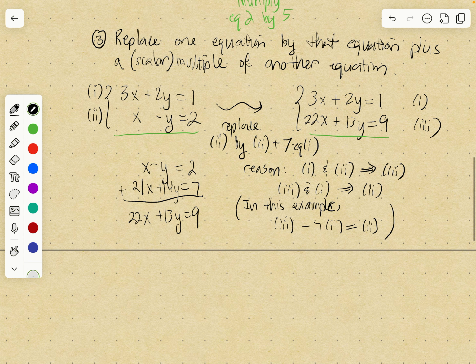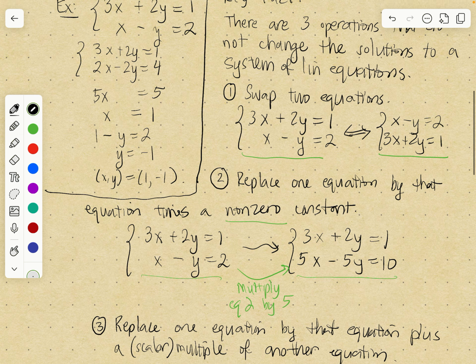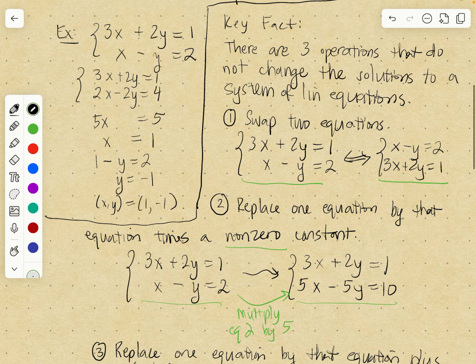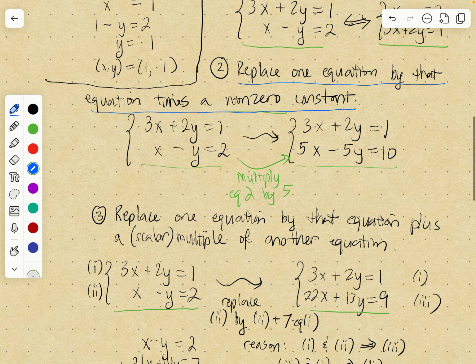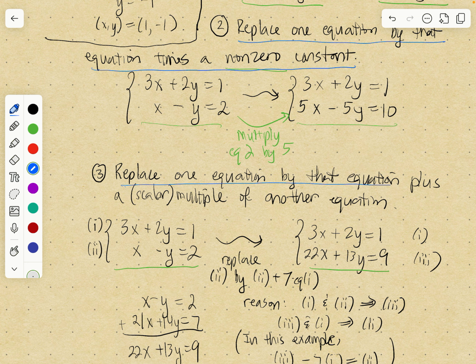So that's a more conceptual reason for why, if I have an x and y that satisfies one system of equations, it must satisfy the other system of equations. I can't have an x and y that satisfies one system without satisfying the other system. All right, so let's just review the three operations. These three operations were: 1, swap 2 equations. Obviously that's not going to change the solution. 2, replace one equation by that equation times a non-zero constant. And the third one is to replace the equation by that equation plus a scalar multiple of another equation.